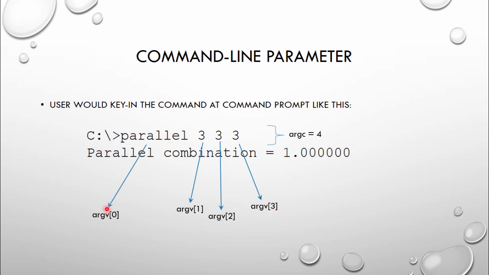So in this case, if we key in our program, argv[0] will give us parallel as a string. argv[1] is a string of 3, not the number 3, but the string of 3. The same goes for argv[2] and argv[3]. So we need to get the values from the array, and keeping in mind that it is an array of strings, we have to convert the string to double or integer depending on our calculation. Let us start our coding.